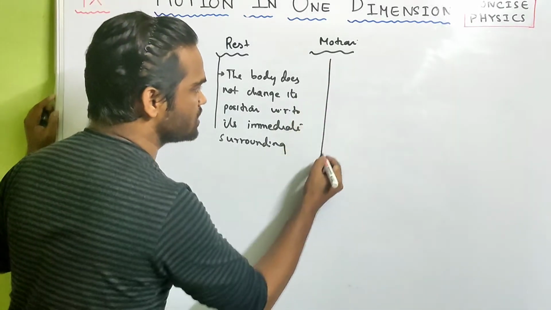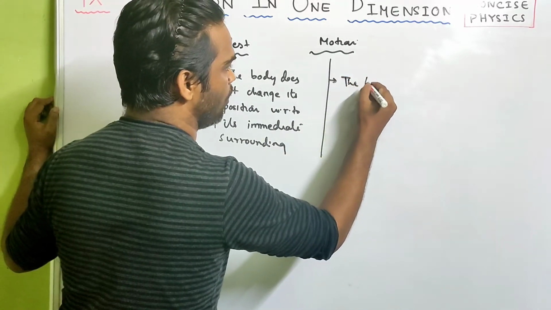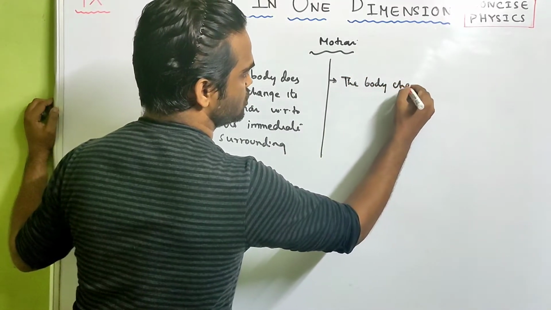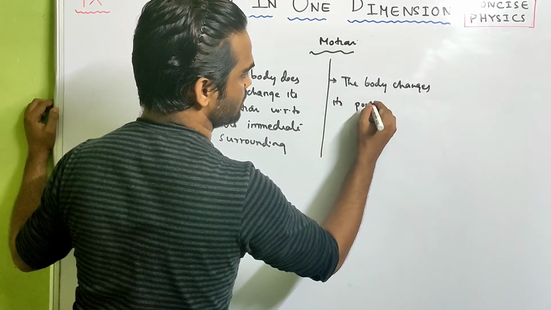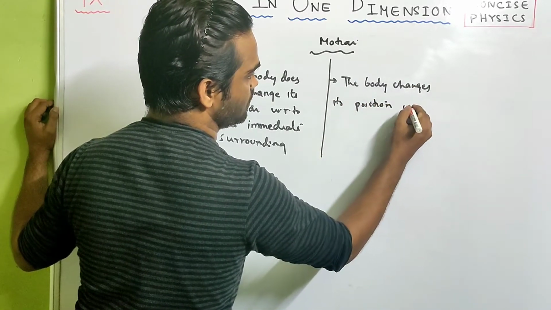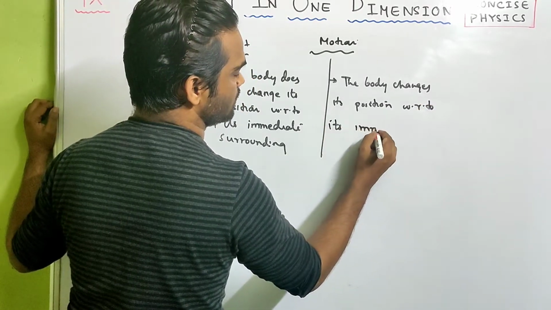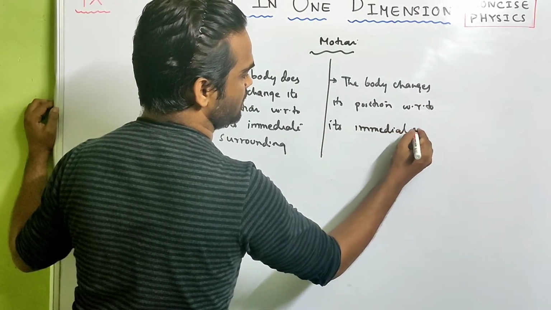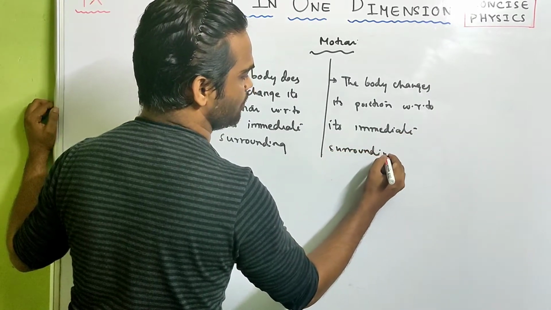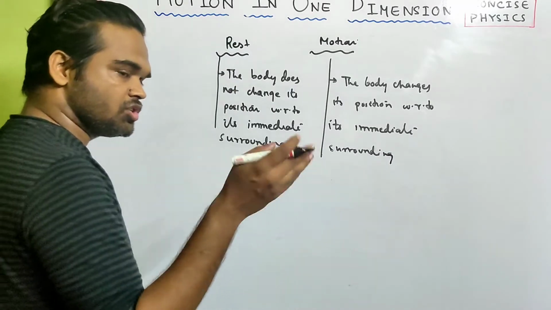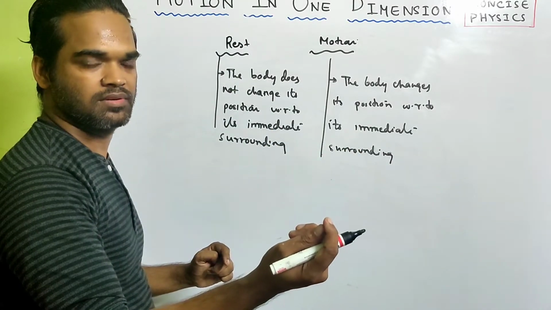And when do we say that the body is in motion? Definitely the body changes its position with respect to its immediate surrounding. Then we say that the body is in motion. For example, when I see a car moving, I see that it changes its position with respect to the immediate surrounding.